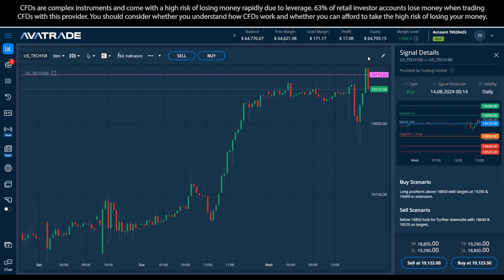You could see it differently and see this pullback as an opportunistic spot to buy because it has not yet reached the take profit zone. In the short term, that makes sense.